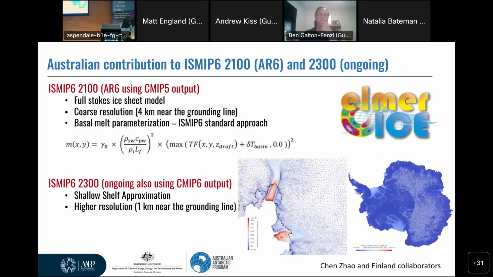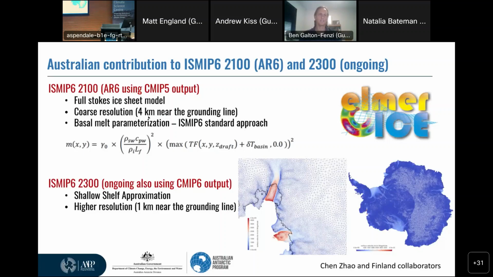So our contributions, as I said, into the 6th assessment report is CMIP2100, and the stuff that we're doing now, we used ELMA ICE, which is a very sophisticated, it's called a Stokes model. It allows you to basically model all the stresses in the ice sheet. A lot of the other contributions don't have that ability. This is the Antarctic domain. We didn't make Greenland contributions because of my focus.